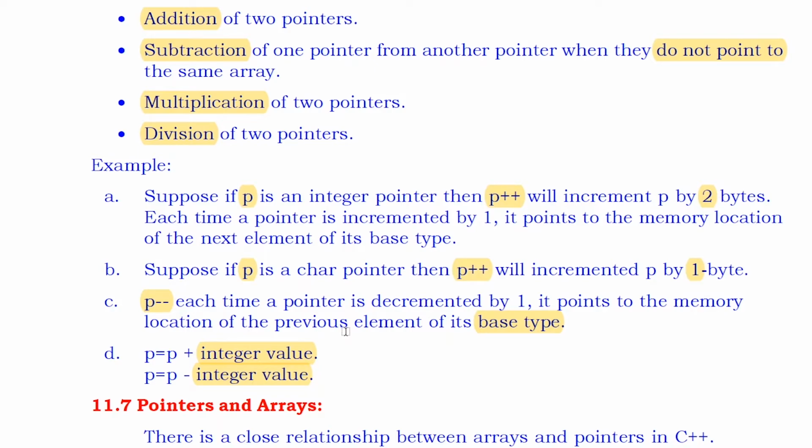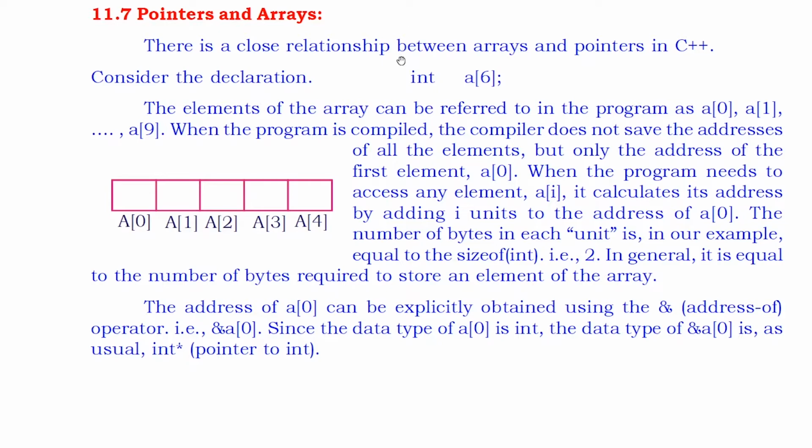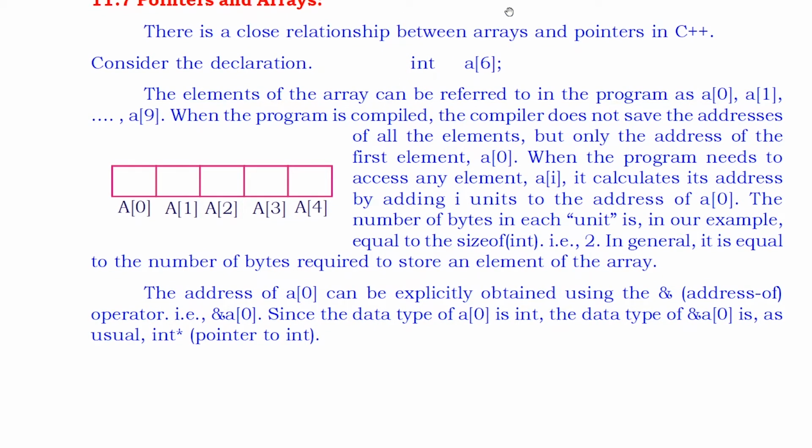Now let us learn about the relation between pointers and arrays. What relation exists between pointers and arrays? We already discussed that an array is a linear data structure where the elements of the array are stored in consecutive memory locations. You can see there that all the elements of the array are like this: a of 0, a of 1, a of 2, with addresses 6550, 6551, 6552, 6553, and 6554. So this may be the address of each element of an array.